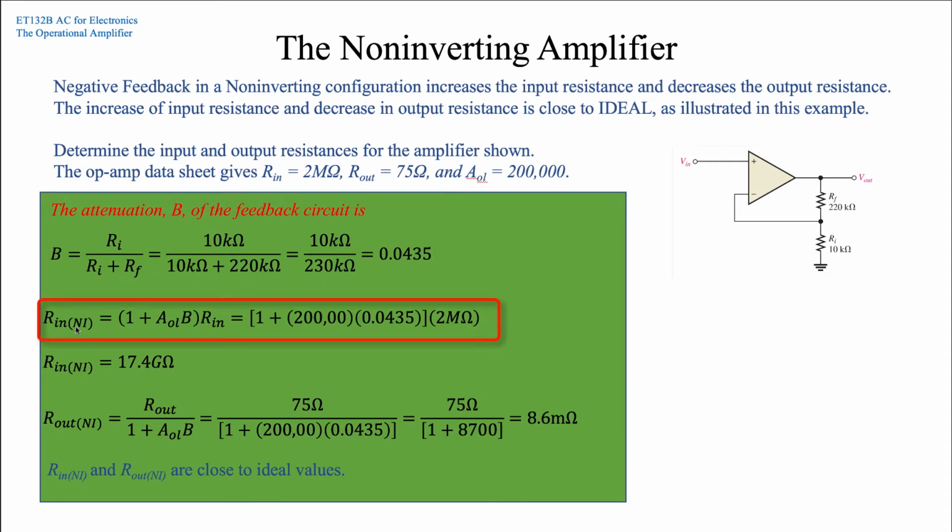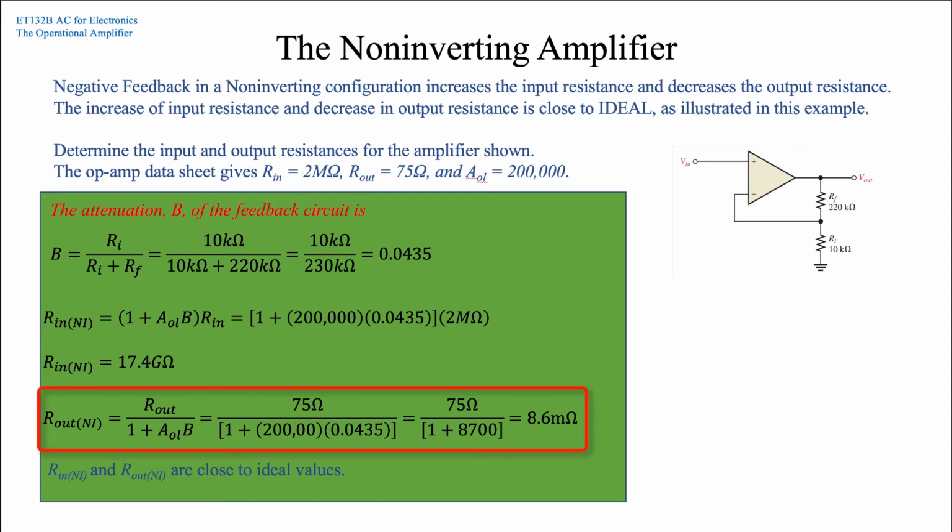R_in, non-inverting, is defined as 1 plus the open loop gain times B, all of that times the resistance in. So 1 plus 200,000 times 0.0435 times 2 megohms gives us a resistance in, really big resistance in, 17.4 gig. And you never see gig as a value for resistance, but here you do.